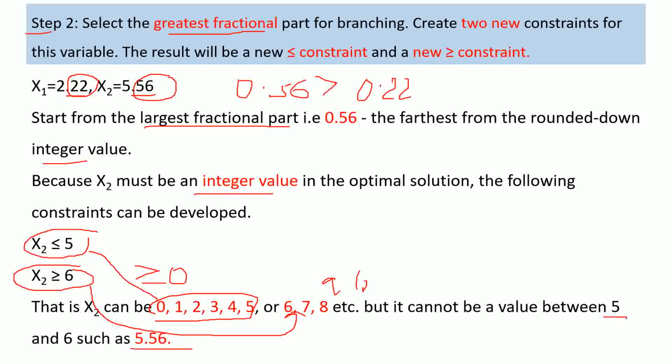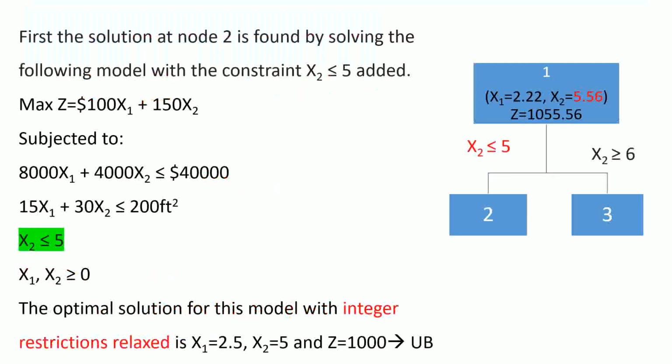Now we convert the value of x2, that's 5.56, into integer values, which is x2 less than or equal to 5 and x2 greater than or equal to 6. Now let's form the branches. Here, by the way, is the integer relaxed upper bound solution. Now we make two branches, x2 less than or equal to 5 and x2 greater than or equal to 6. First, the solution at node 2 is found by solving the model with the constraint x2 less than or equal to 5.